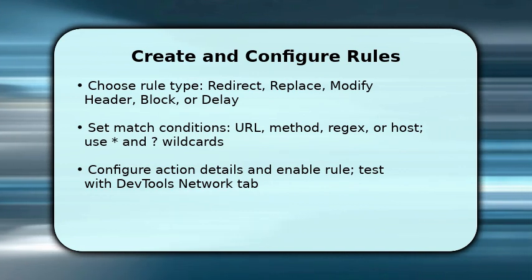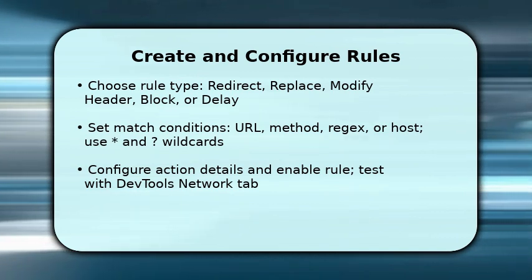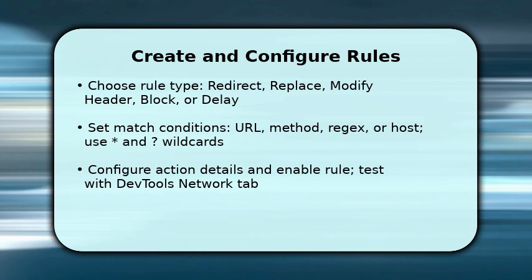Next, define the action: redirect to a local file, replace response body, change headers, block requests, or add artificial delay, and fill required fields. After configuring, enable the rule and open DevTools network to watch requests.